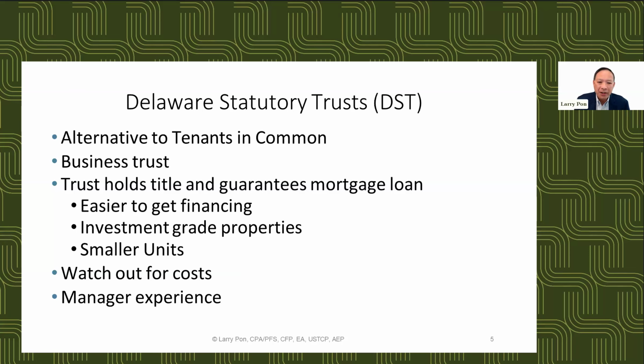With the better operators, they go through a very strict vetting process to make sure this property is going to perform as promised and as guaranteed. And the units are smaller. Unlike buying a single piece of property, which could be millions of dollars, you can buy smaller units. It depends on the provider. Some are as small as 10,000, some are 100,000. It depends on the specific provider of the DST.